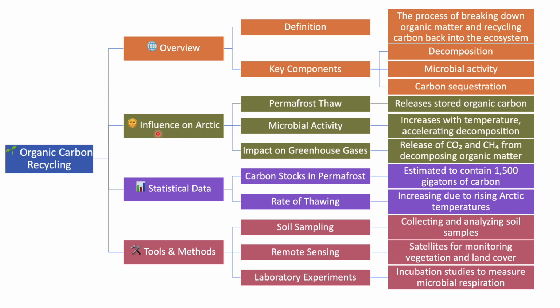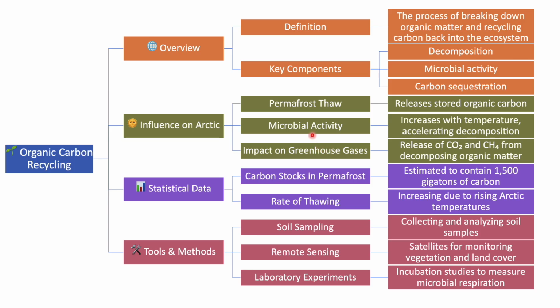So how do they influence the Arctic? One is in the form of permafrost thaw. They release the stored organic carbon, and then microbial activity increases because microbial activity increases with an increase in temperature, and this accelerates the decomposition. That's the reason when the temperatures are very low in the winter or in the Arctic, decomposition is also much lesser in the Arctic region. That means the microbial activity is very less. But when the temperature increases, microbial activity increases, and that leads to more decomposition.